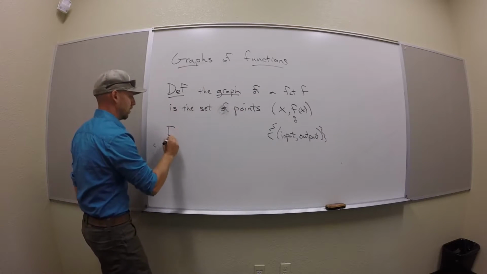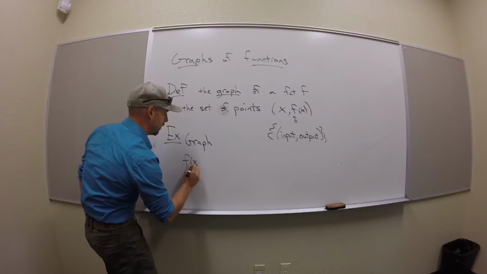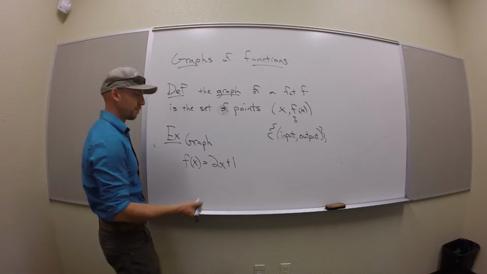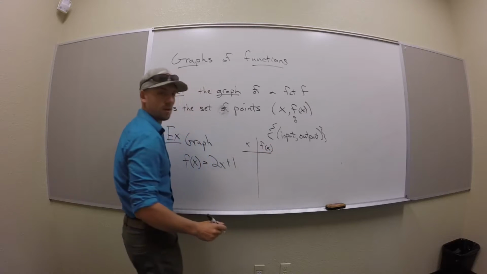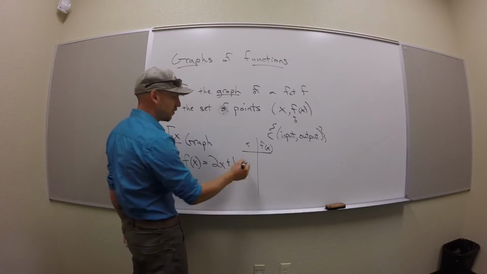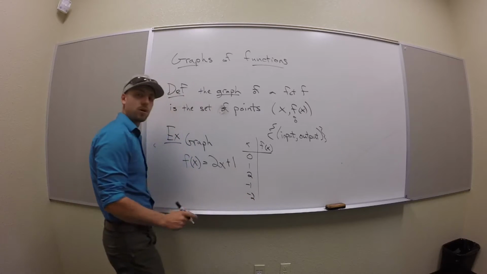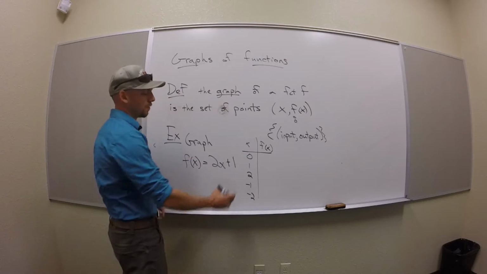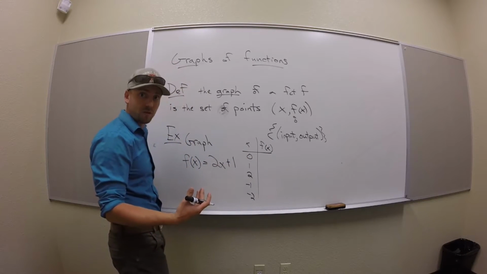So for example, if I wanted to graph f of x is 2x plus 1, the first thing I'm going to do is make a table of some convenient values. Usually I like to pick nice numbers. Nice numbers are 0, 1, 2, maybe -1 and -2 if you really want to go for overkill. Then I plug these into my function and see what I get. I've already picked the inputs, now I want to get the outputs so I can draw this picture.